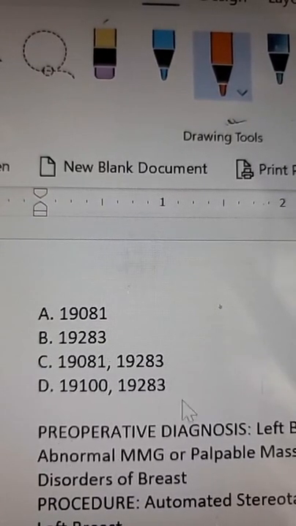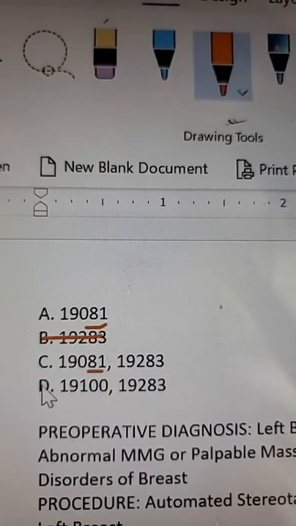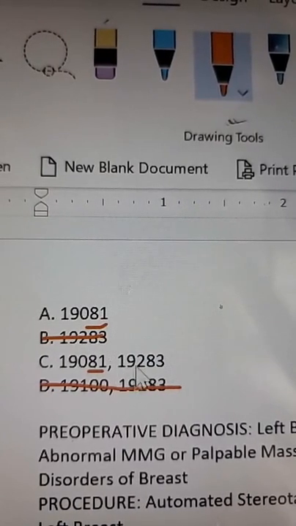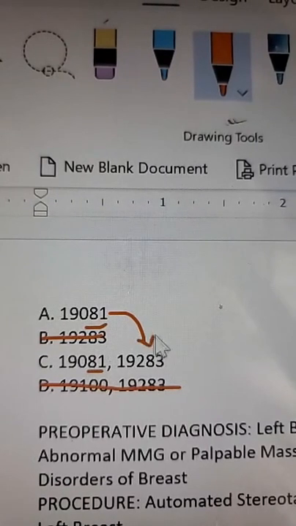Yeah, for the process of elimination, if I see the same exact code, then I try to keep those two. And that usually tells me what they're questioning me on. What they want to know is, do I know if I can add that code to this code or not? And that's all they're wanting to know out of this CPC exam question.